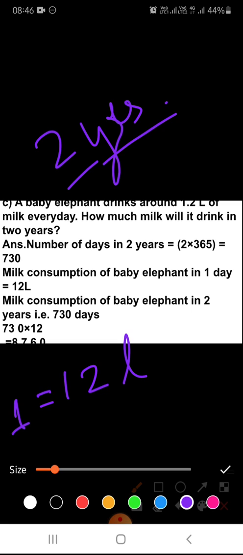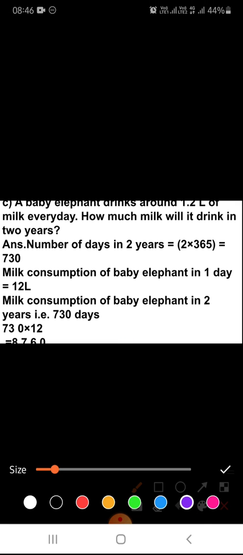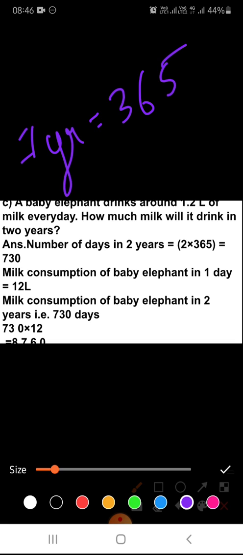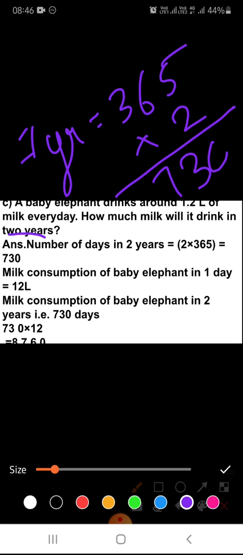Now you know in 1 year how many days are there. In 1 year 365 days are there. So 1 year equals how many days? 365 days. And you have to find for how many years? 2 years. So you will multiply this by 2. What will you get? You will get 730. So you can say in 2 years 730 days are there.